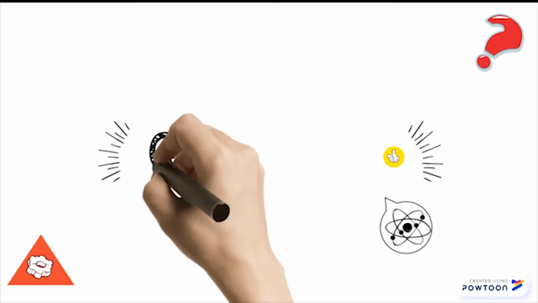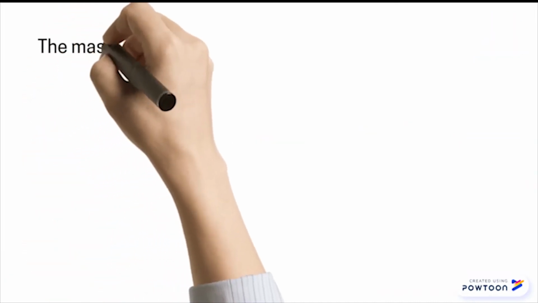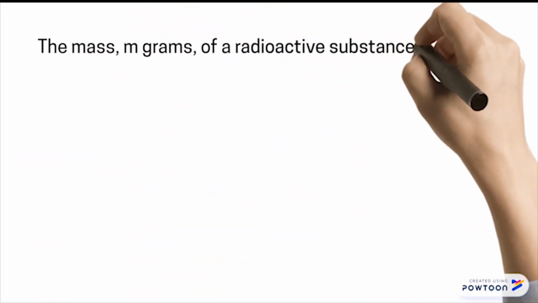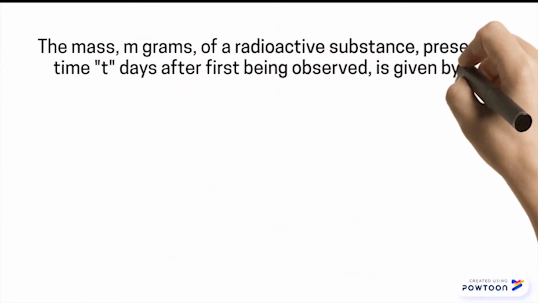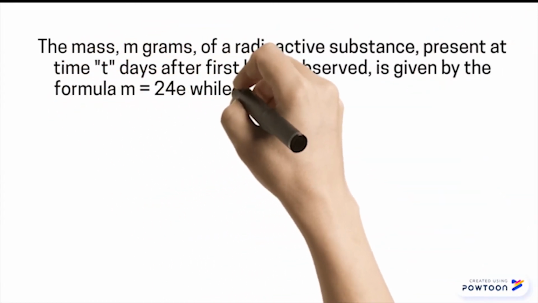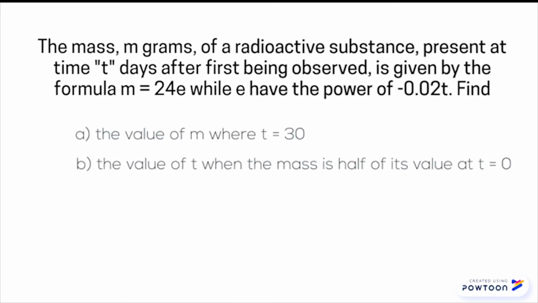Now, let's do some questions together. The mass m grams of a radioactive substance present at time t days after first being observed is given by the formula m equal to 24e to the power of negative 0.02t. Find A. The value of m where t is equal to 3. B. The value of t when the mass is half of its value at t equal to 0.